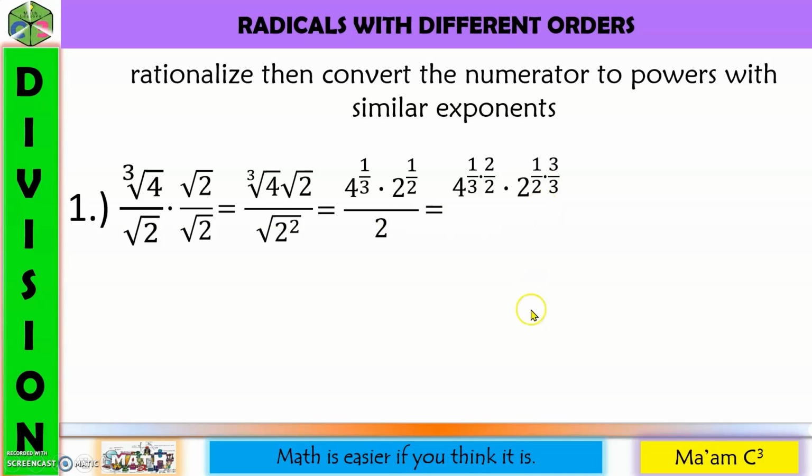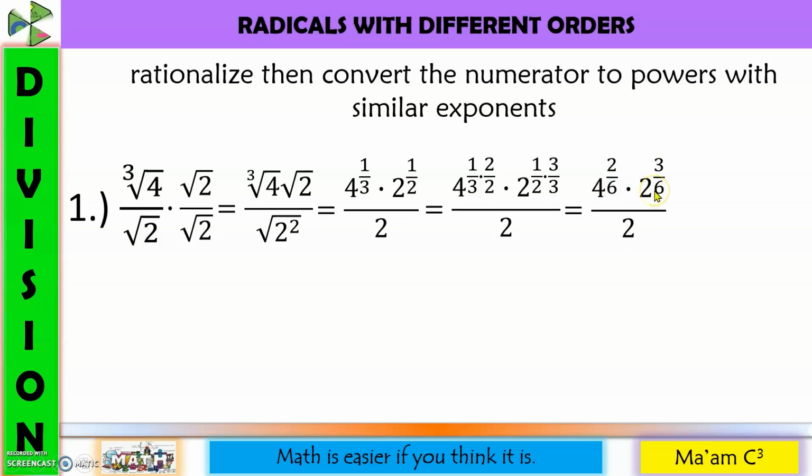Then let's copy our denominator. Now, 1 times 2 is 2, 3 times 2 is 6, so we have 4 raised to 2 over 6. Here, 1 times 3 is 3, and 2 times 3 is 6, so this is 2 raised to 3 over 6. Now, the denominators of our exponents are alike. They are now similar exponents. Let's copy our denominator. Now, let us convert this into radical form.